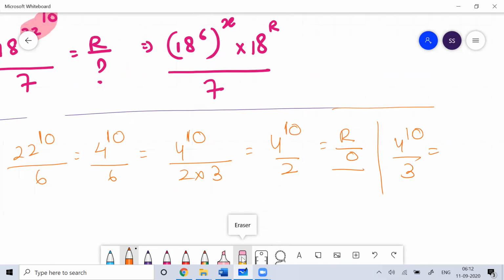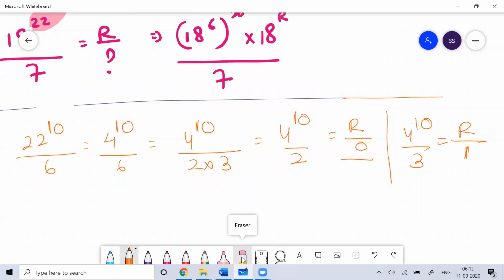So 4 I can write as 1 to the power 10. If I divide 4 by 3, what remainder will I get? I'll get a remainder of 1. So 1 to the power 10, so the remainder would be 1 here.